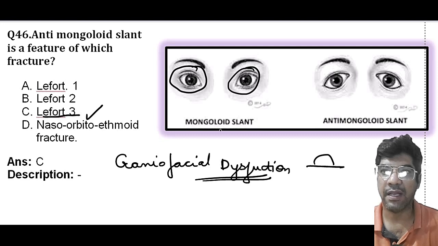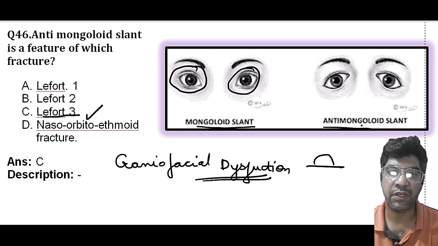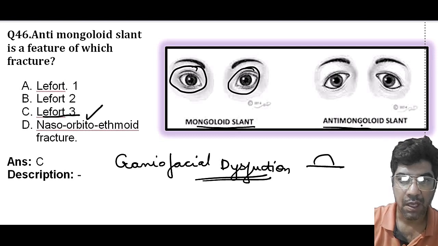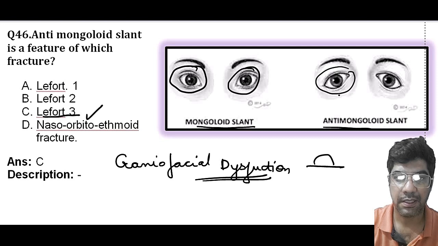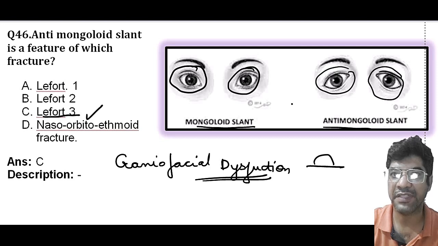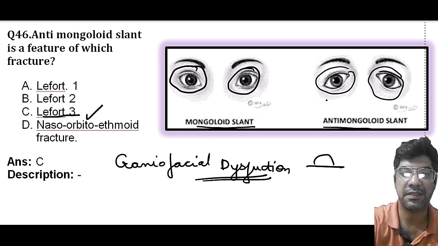This one is the mongoloid slant and this is anti, just the opposite of that. So there will be flattening of the midface and anti-mongoloid appearance. The eyes may appear wider apart and more horizontally oriented than in their normal position. So this is a feature of Le Fort 3 fracture.